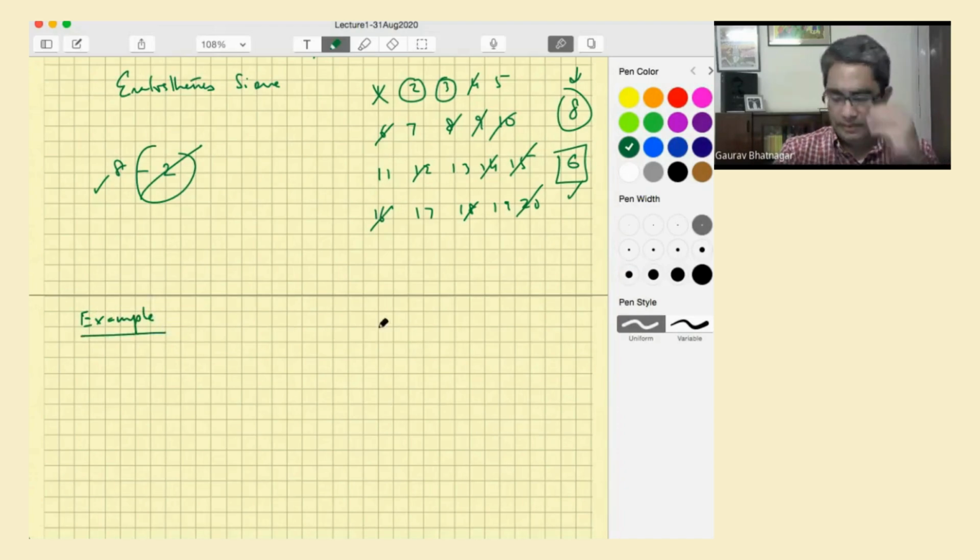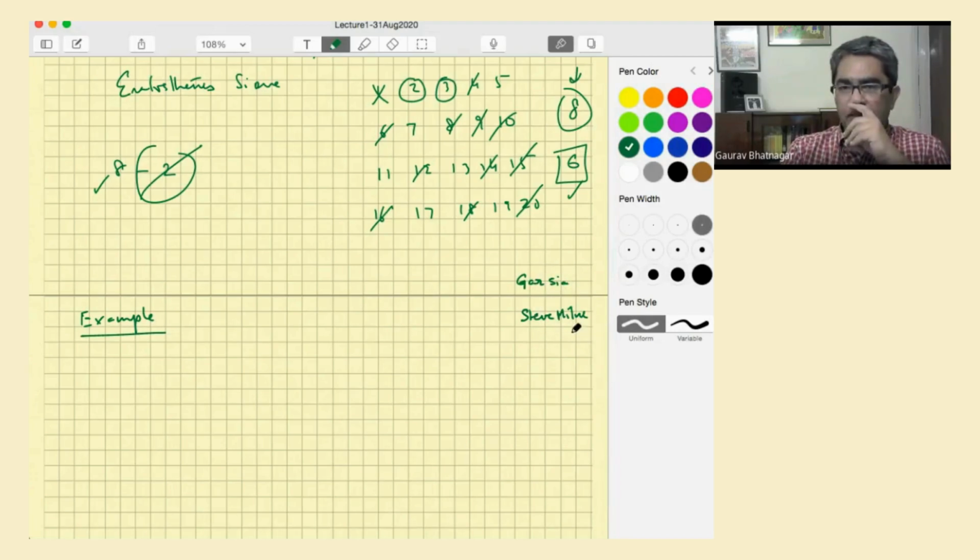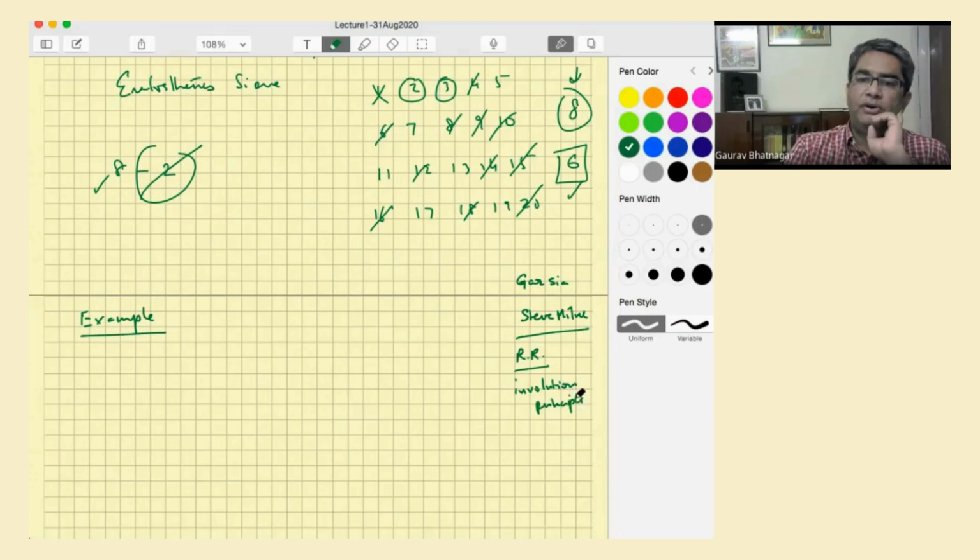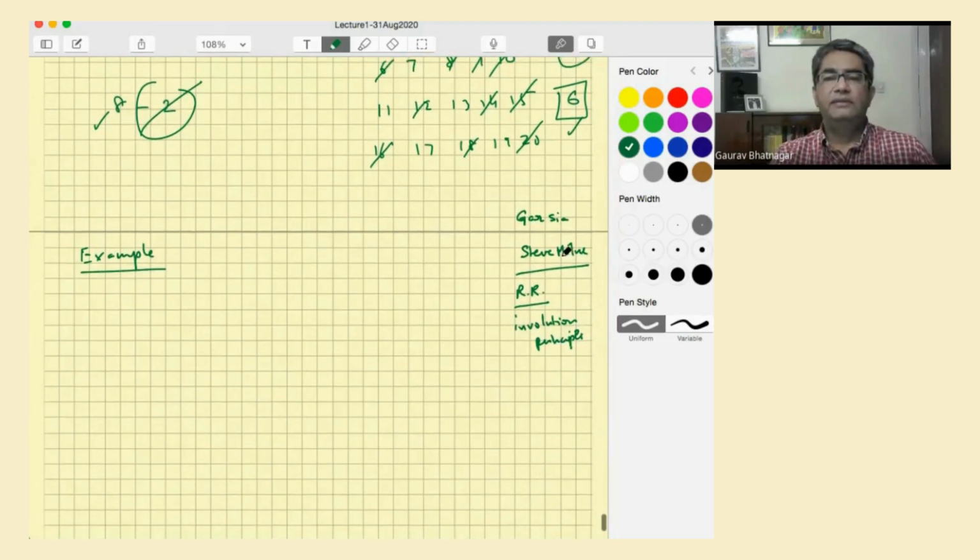In fact, my PhD advisor, Steve Milne, wrote a paper along with his advisor, Garcia. Garcia and Milne gave the first combinatorial proof of the Rogers-Ramanujan identity. We will cover the Rogers-Ramanujan identities, not their proof. Their proof involved what they called the involution principle, which I hope to cover at some point, because I want to learn it myself for one thing.